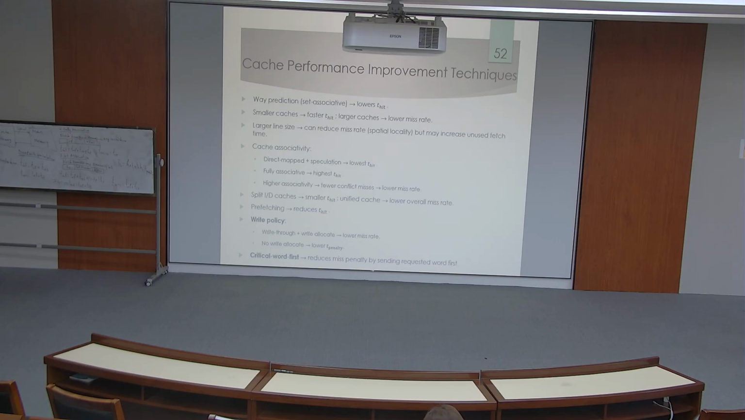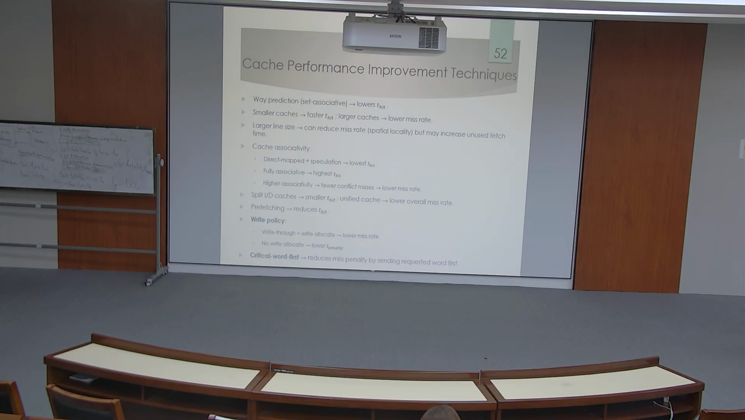Now, what are some improvement techniques that can be used for the cache memory? So we can have way prediction. That means we have set associative caches that need to lower the hit time. So since we have way prediction for the cache memory, this provides some advantages of having lower hit time.